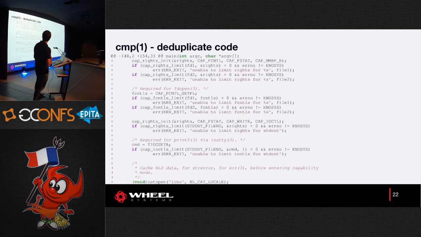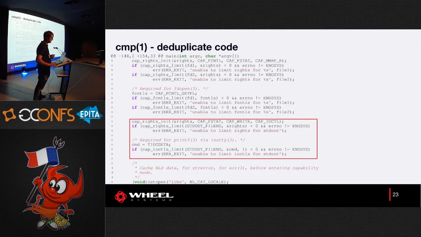So here is a patch for sandboxing the cmp program, which is a very easy tool for comparing two files. And there in Capsicum we had some duplicated code, which we were doing all the time the same in every application. So here, for example, we are limiting the stdout file descriptor. Most of the programs in the base system are using stdout and stdin descriptors. So this was done in many applications. This is a little bit more complicated code because we not only limit the capability rights on the descriptor, but we also limit the IOCTLs that we can do on those descriptors.